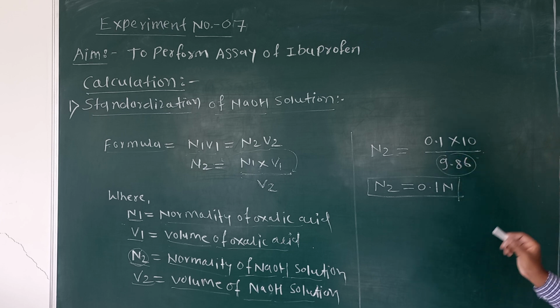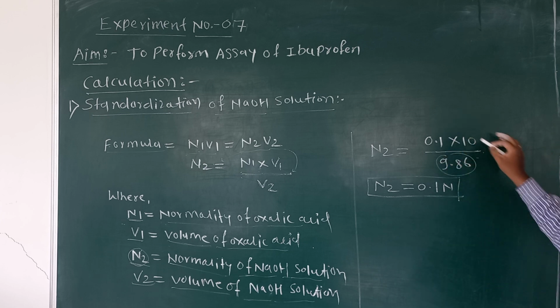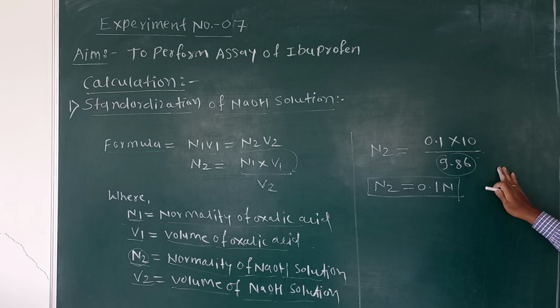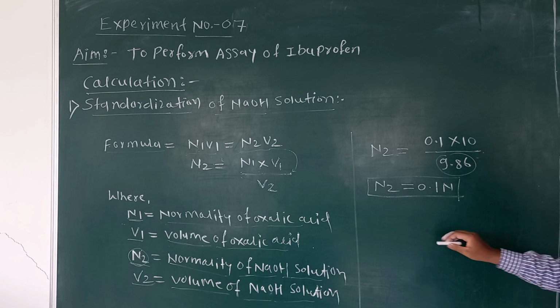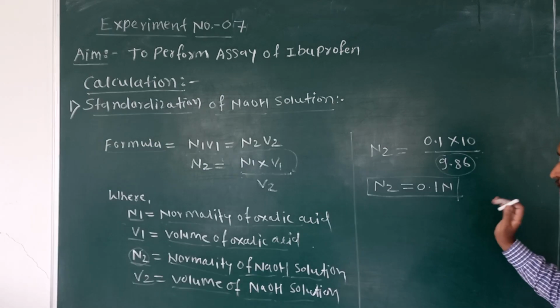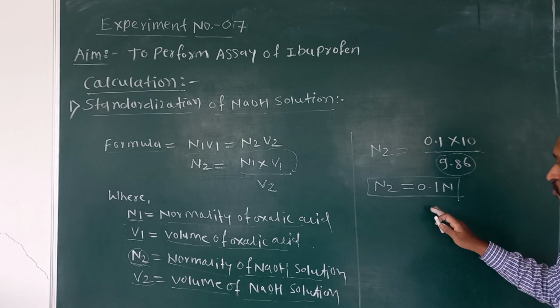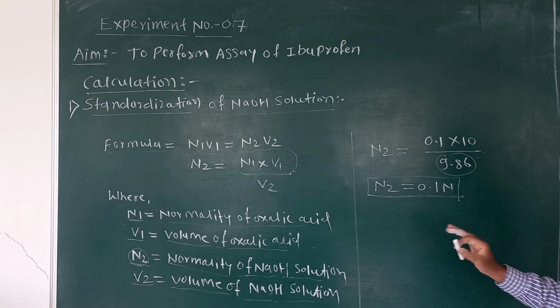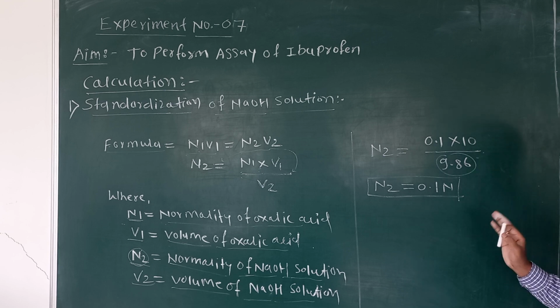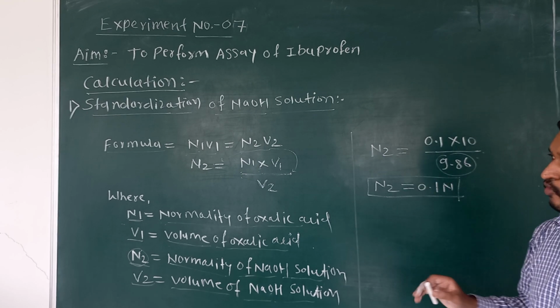Okay, so if you solve this calculation, we get N2 equal to 0.1 normal. So our normality of sodium hydroxide solution is found to be 0.1 normal. N2 is equal to 0.1 normal. Now this is about the calculation for the standardization of the NaOH solution.